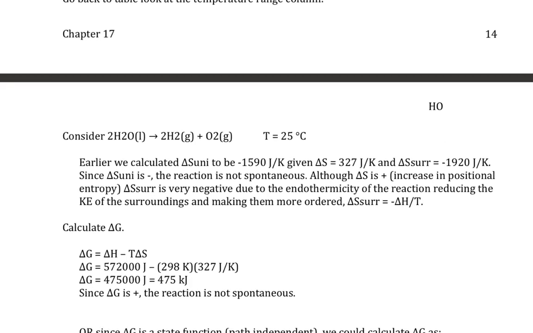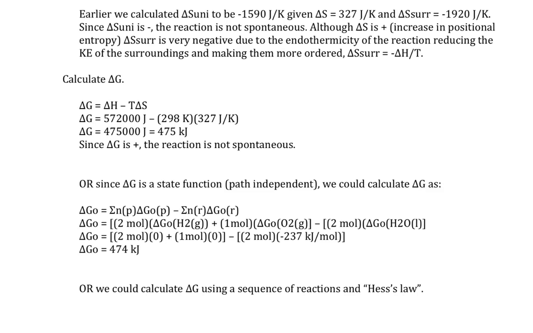Okay, so now we're looking at a specific reaction, the liquid water forming the H2 and the O2, again at 25 degrees. Earlier, we calculated delta S of the universe to be negative 1590 joules per Kelvin, given delta S of the system to be 327 joules per Kelvin, and delta S of the surroundings to be negative 1920 joules per Kelvin. Since delta S of the universe is negative, the reaction is not spontaneous. Although delta S is positive, there's an increase in positional entropy. Delta S of the surroundings is very negative due to the endothermicity of the reaction, reducing the kinetic energy of the surroundings and making them more disordered.